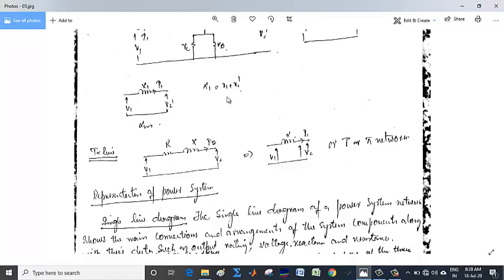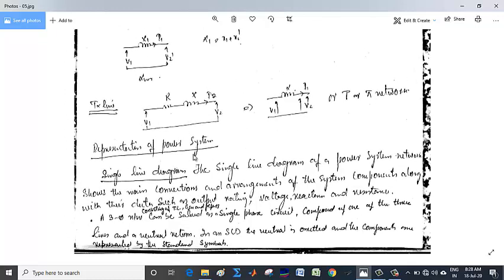Now, when we know the components and their equivalent circuits, and then we have a power system, we know where machine is connected or where equipment is connected. We can use these equivalent circuits, connect them, and then analyze the circuit. So for that, we need to first represent the power system. And for representation of the power system, we need a single line diagram.